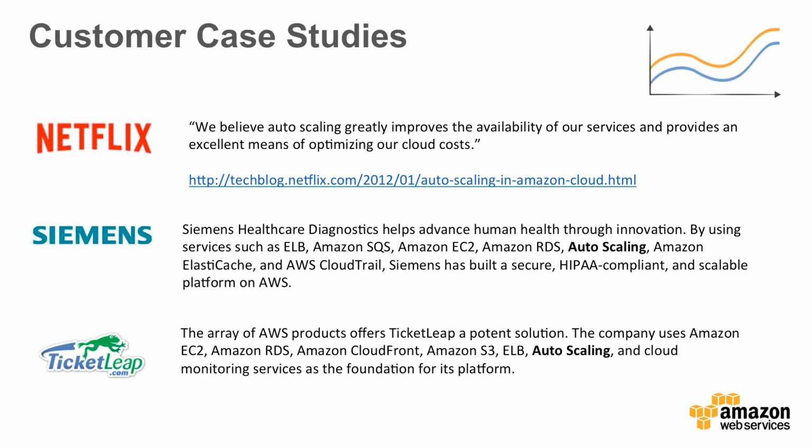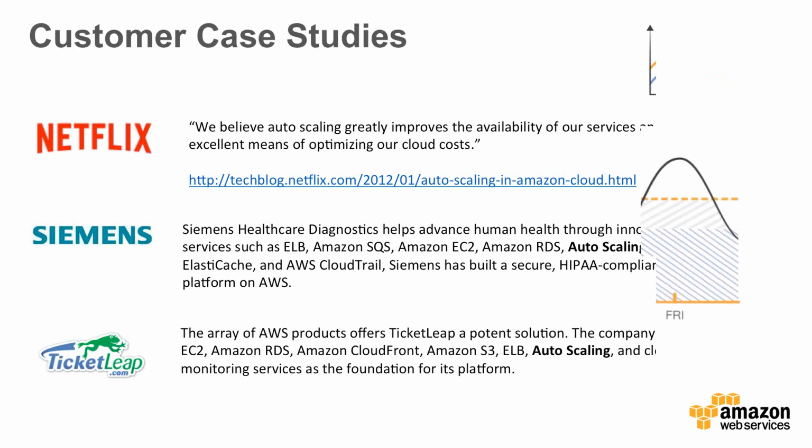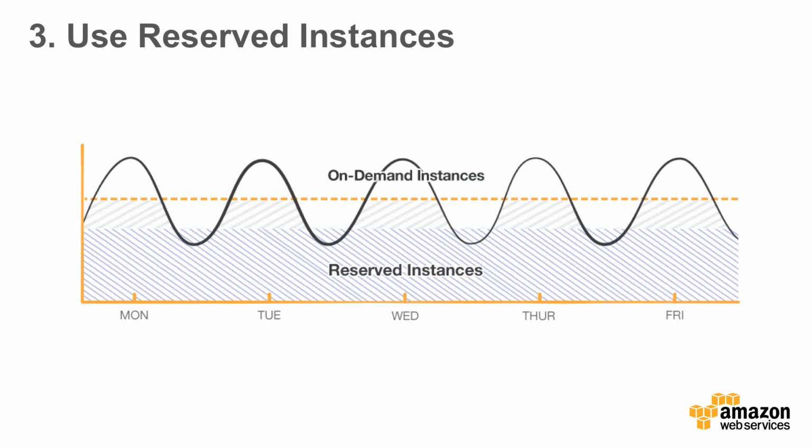So the third one is the usage. The third way to optimize your cost on AWS is through using our reserved instances. Reserved instances provide you with the ability to maximize your level of savings by purchasing a reserved instance that meets your business needs. AWS offers reserved instances for 1 or 3 year terms, and reserved instances are available across all our regions.